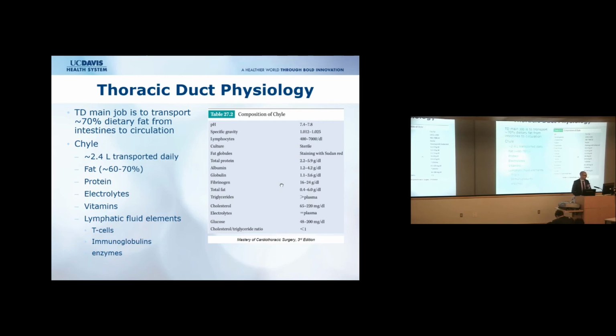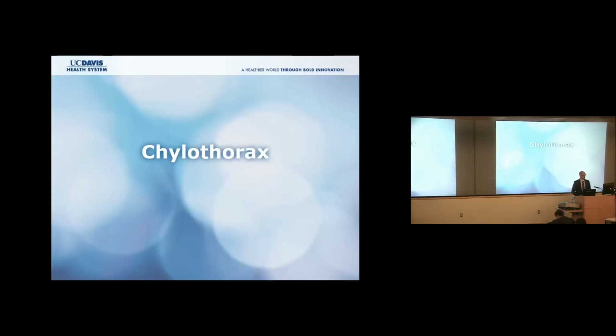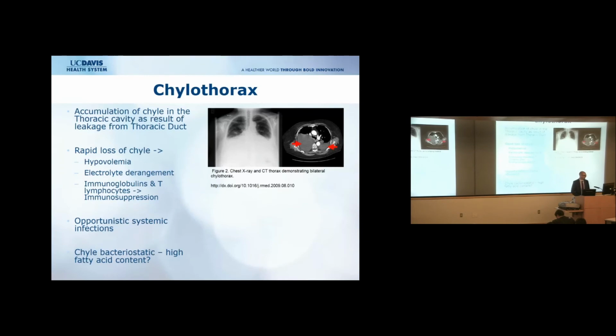Chyle contains fat, protein, electrolytes, many vitamins, and lymphatic elements, making it very significant when you're losing a lot of this into, say, a thoracic cavity. The patient can easily become deranged in many ways, which I'll go through now.